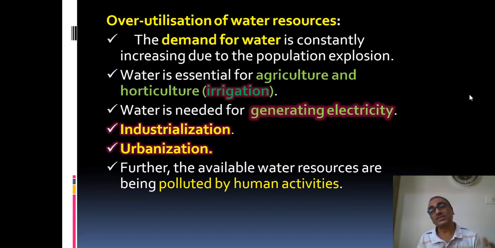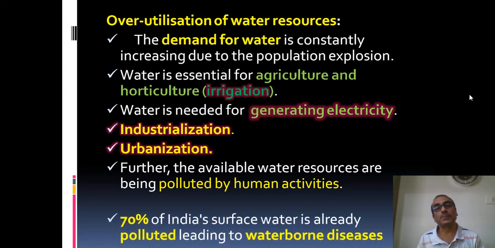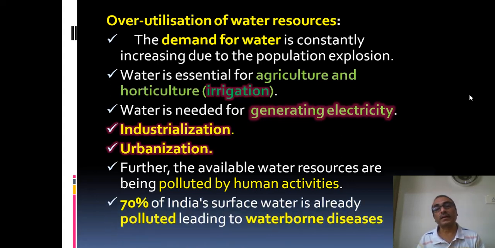And further the water, whatever is available to us, that is also not safe today because human activities have polluted it. Much of it is polluted. According to some data, around 70% of India's surface water is said to be polluted, and polluted water leads to waterborne diseases.